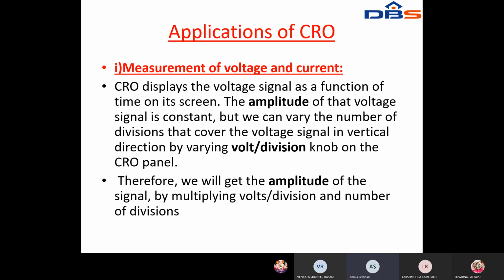The amplitude of the voltage signal is constant, but you can vary the number of divisions that cover the voltage signal in the vertical direction by varying the volt per division knob on the CRO panel. Here you can mention volt per division. Therefore, you get the amplitude of the signal by multiplying the volts per division and the total number of divisions.